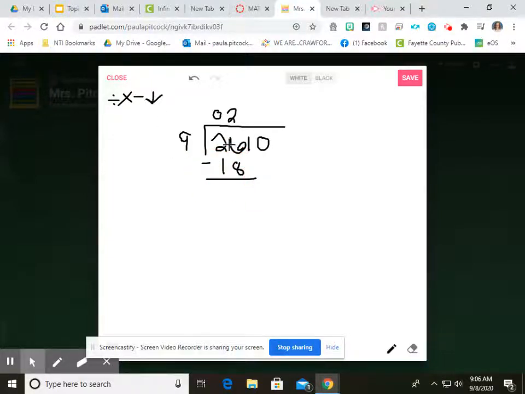Subtract. I'm going to have to borrow. I'm going to get 8. 1 take away 1 is nothing. Bring it on down, and then I got to bring it on back.